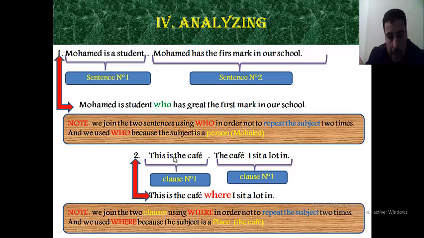Okay. This is another example. This is the cafe. The cafe I sit a lot in. Again, two clauses: clause number 1, clause number 2. So which relative pronoun should we use? The cafe is a place, so we cannot use who or which. That's why we have where. This is the cafe where I sit a lot. Notice the cafe is not repeated; it appears only once. So this is how we make them.